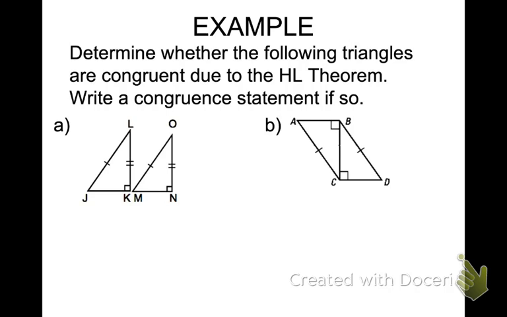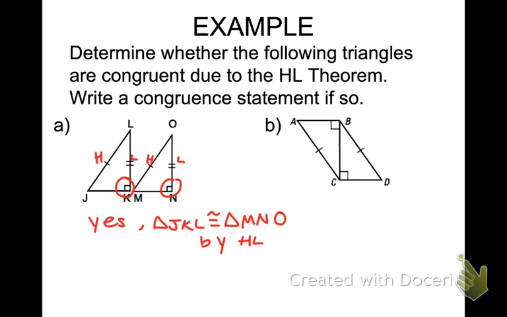Alright, so let's go ahead and work through a few of these, and then we'll be done with our notes. So, looking to see if we have hypotenuse leg or not. If so, write a congruent statement. So here I do have right angles. Check. I have a hypotenuse with a hypotenuse. I have a leg with a leg. So yes. Triangle JKL is congruent to triangle J matches with M, K matches with N, and then O, by HL.